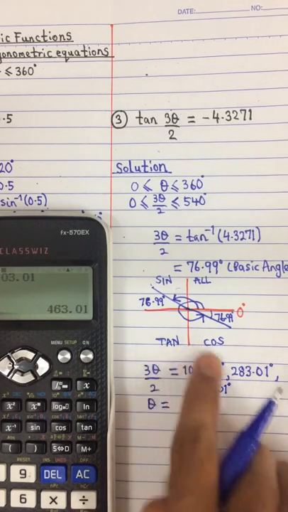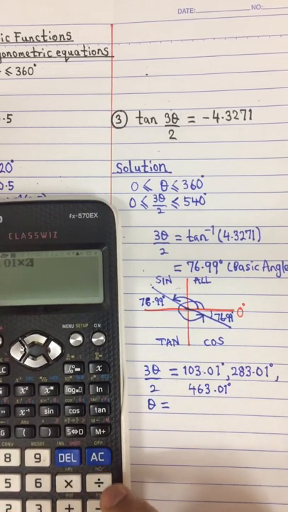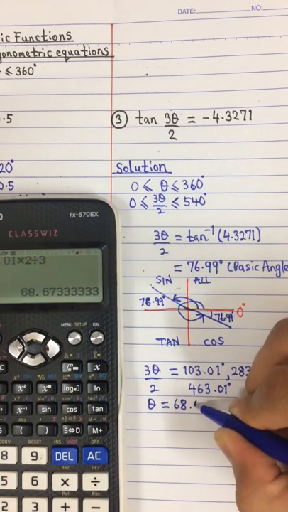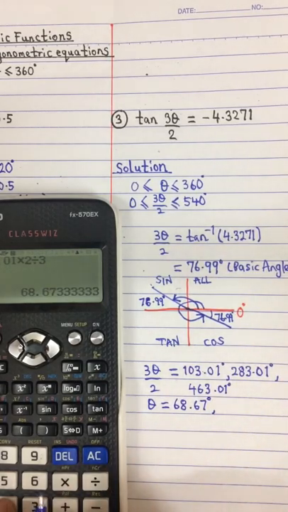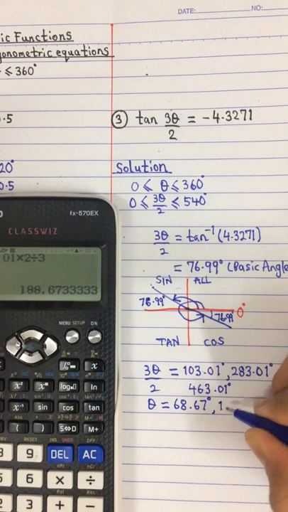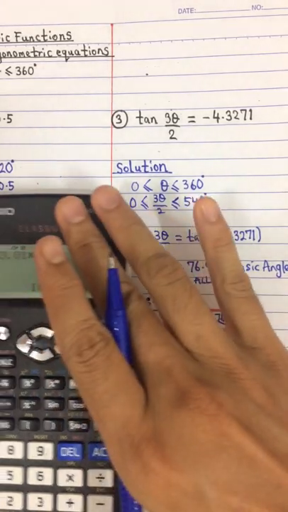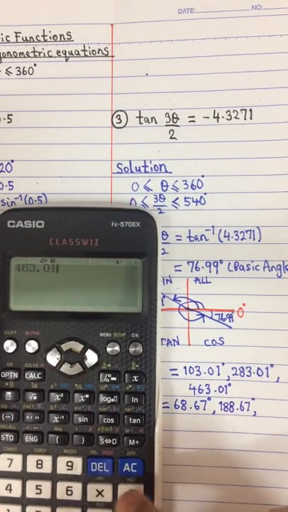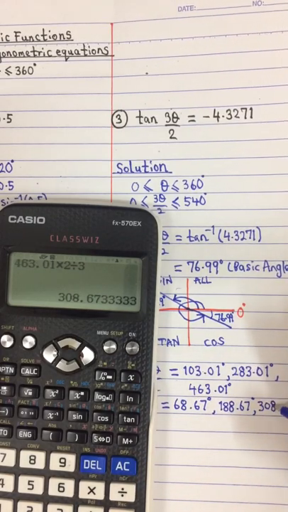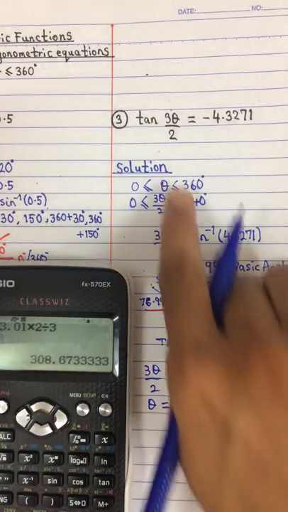Now solving your theta, you have to do something because you have 3 theta over 2. So you cross multiply and then you divide. So the first value will be 103.01 times 2 divided by 3. So the answer will be 68.67. Okay, the second answer will be 283.01 times 2 divided by 3 gives you 188.67. Okay, the third value will be 463.01 times 2 divided by 3 gives you this value, which is 308.67 degree.